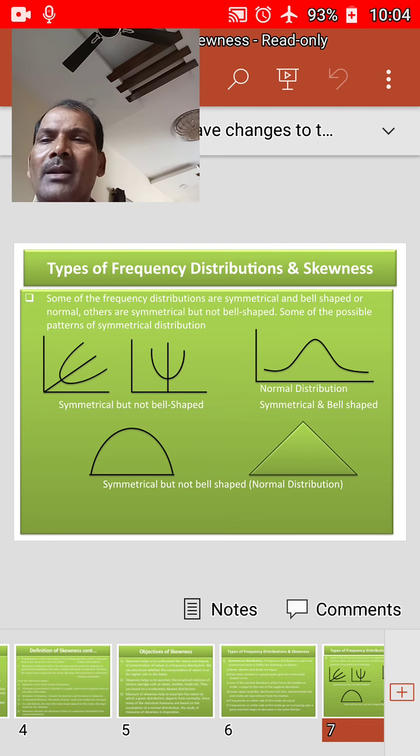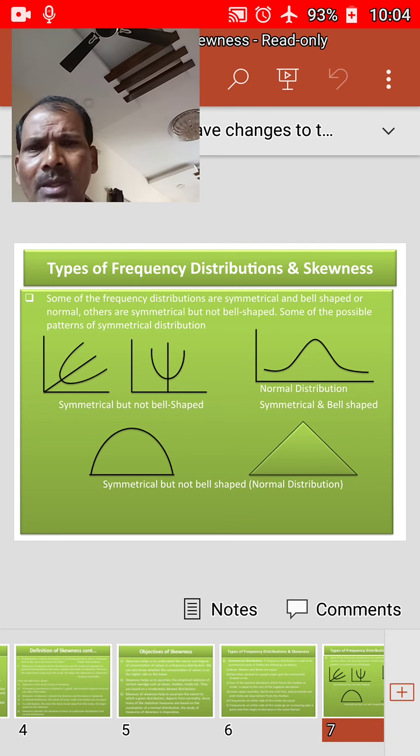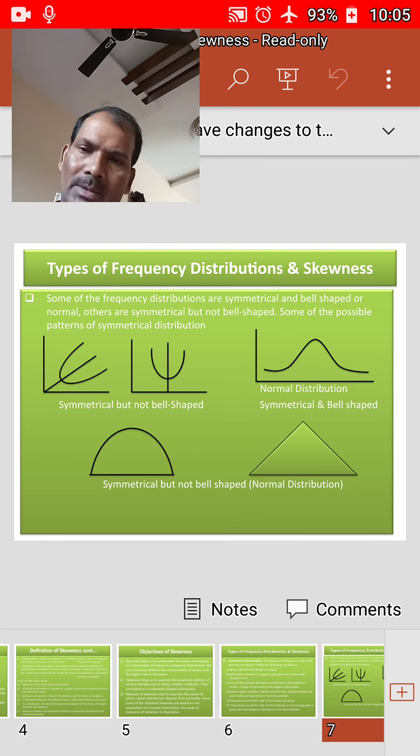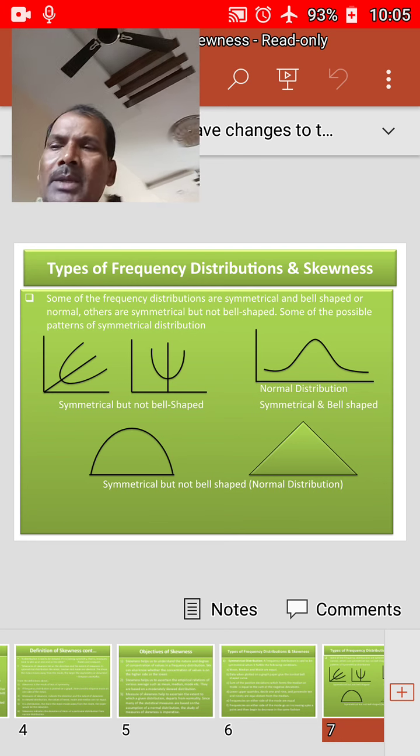One is in the form of a D and the other is in the form of a triangle. You can cut them into two equal halves, but they are not in a bell-shaped manner. They are not following the normal distribution pattern, right? These types of distributions you will find in symmetric.